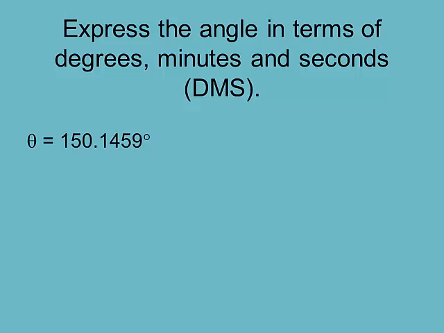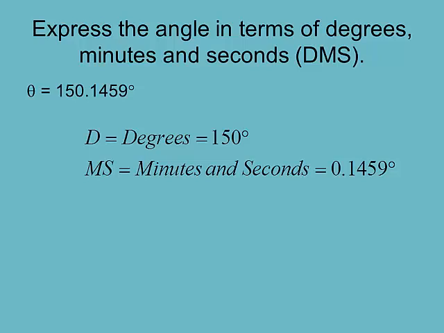What you want to do is turn the 0.1459 into minutes and seconds. And the number 60 is going to come into play here a couple times. So the degree part is 150 degrees. The minutes and seconds is going to equal 0.1459 degrees. So what we're going to do is multiply that by 60 and chuck some stuff off, and then multiply by 60 again, and we'll come up with the answer. So our job here is really to turn 0.1459 into minutes and seconds. The 150 degree part, well, that's done already.